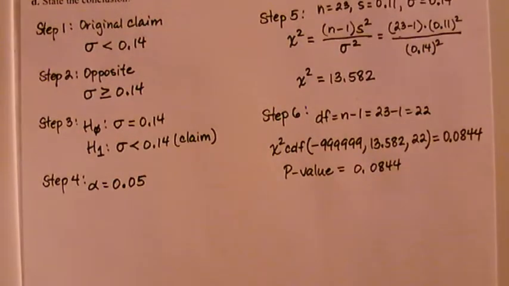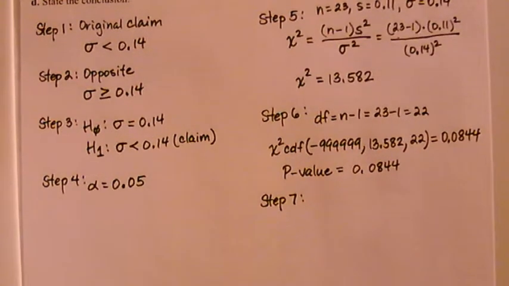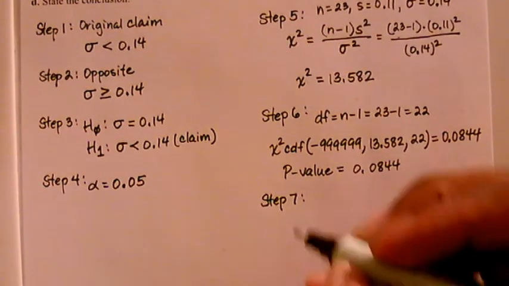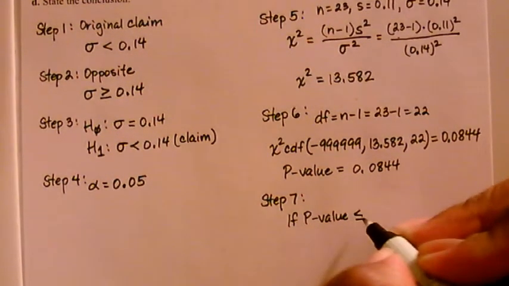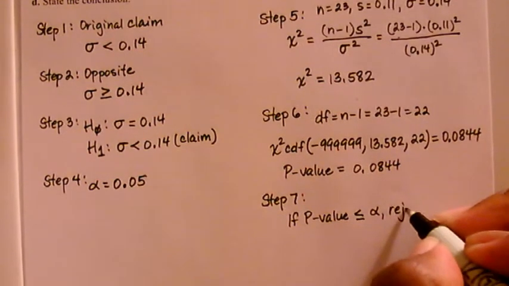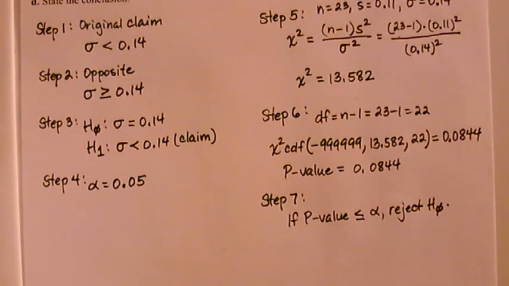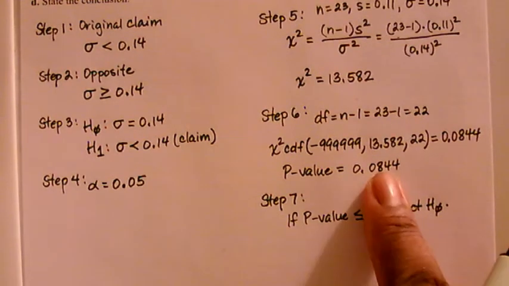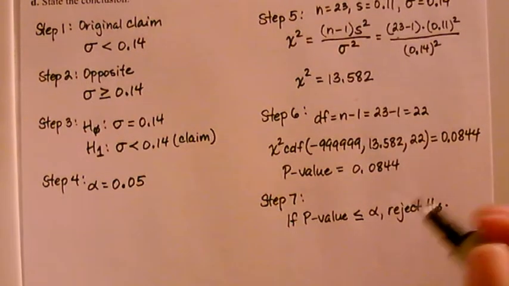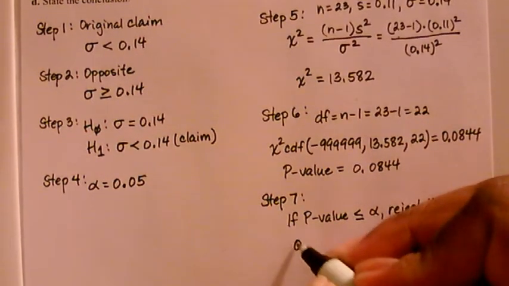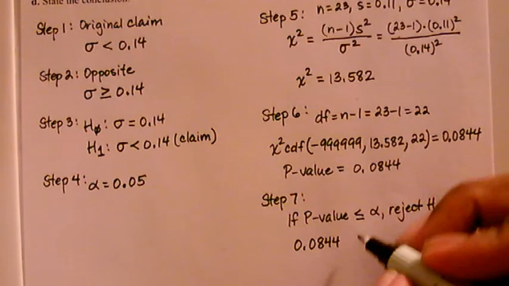Okay, now next is step 7, deciding whether to reject the null or fail to reject the null. This is your decision rule. We're using the p-value approach, so that means if your p-value is less than or equal to alpha, you're going to reject the null hypothesis. So you're going to compare your p-value that you found in step 6 with the alpha level, which is in step number 4. Your p-value was 0.0844. Now we're going to compare that to the alpha level. In this case, that's 0.05.